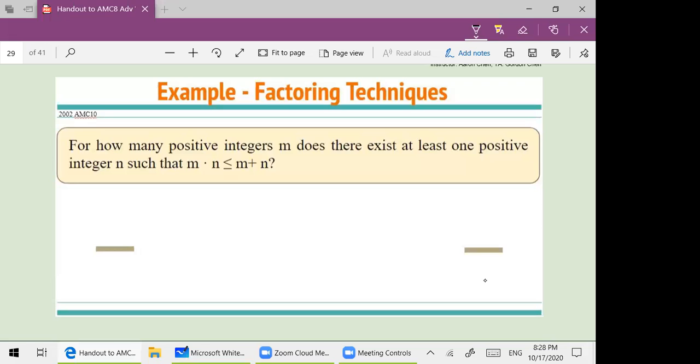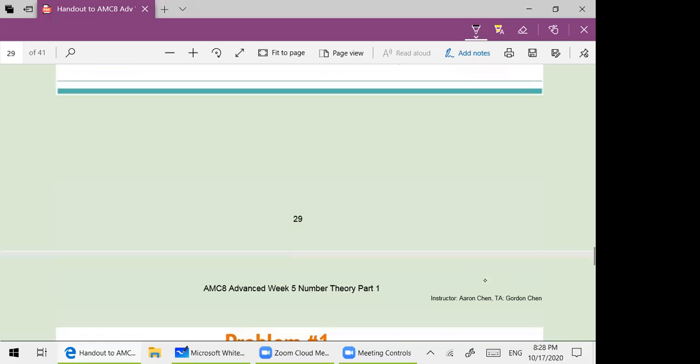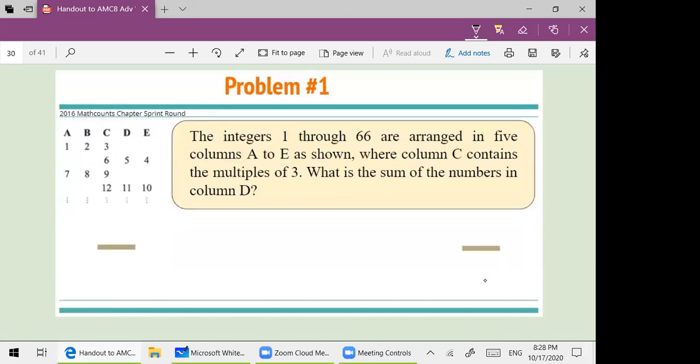Okay, so for this problem, if you set n equals 1, then you have that m is less than or equal to n plus 1, which is clearly always true. So the answer is infinitely many m. Okay, now here's the first exercise.